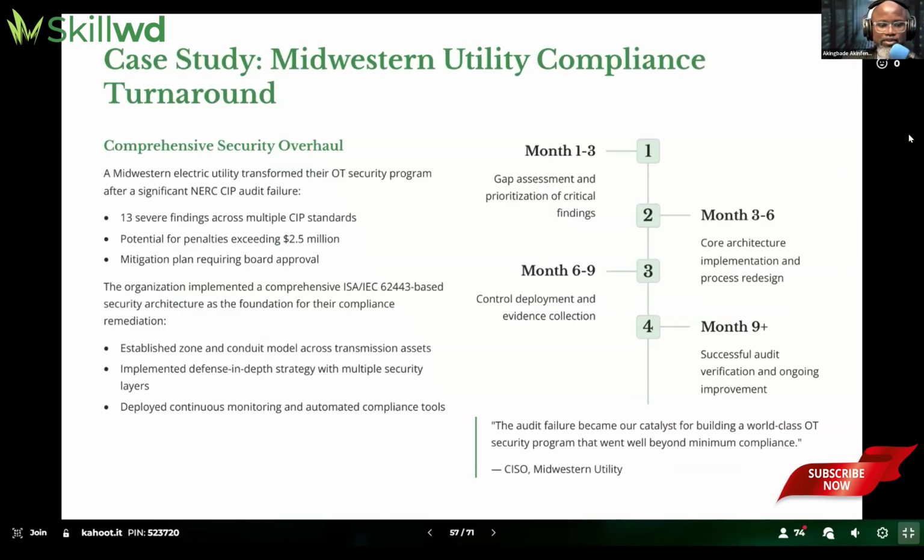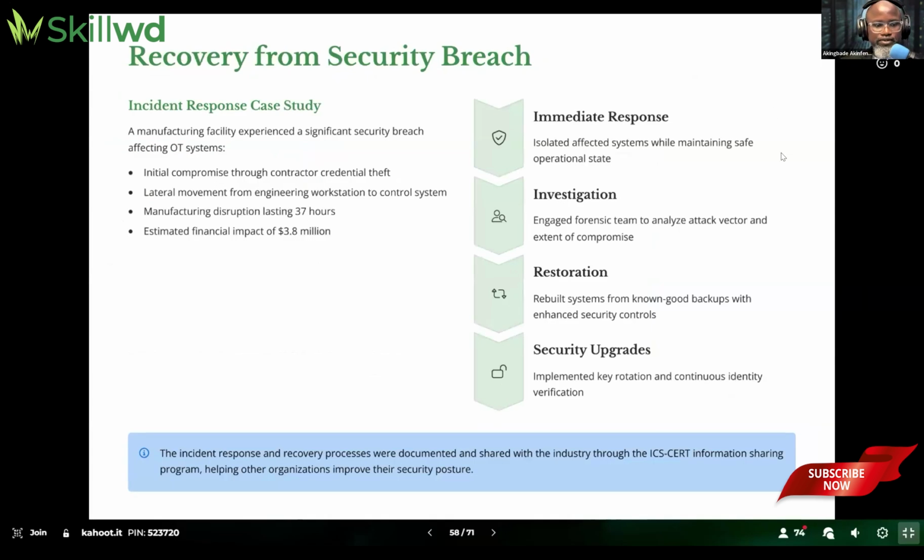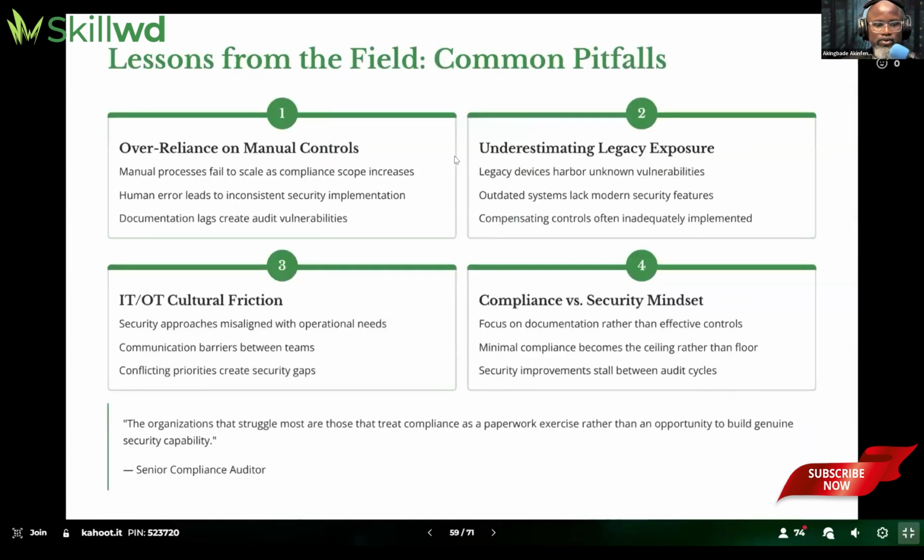I'll skip some of these use cases. You can read them, but these are just talking about some NEXIP project on penalties that exceeded $2.5 million for Midwestern. They had an audit failure and it was 13 severe findings across their SIP standard. That's a big one. Another one was recovery from a security breach in a manufacturing company that had a breach. The financial impact was 3.8 million. The disruption lasted for 37 hours. Then, of course, they responded, investigated, restored, and security upgrades were made. So that's a good one.